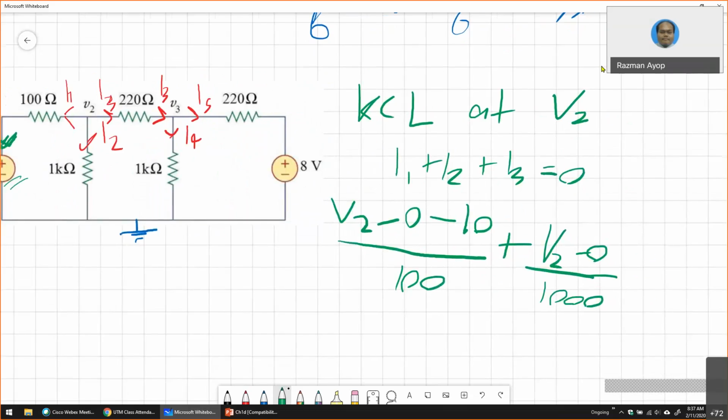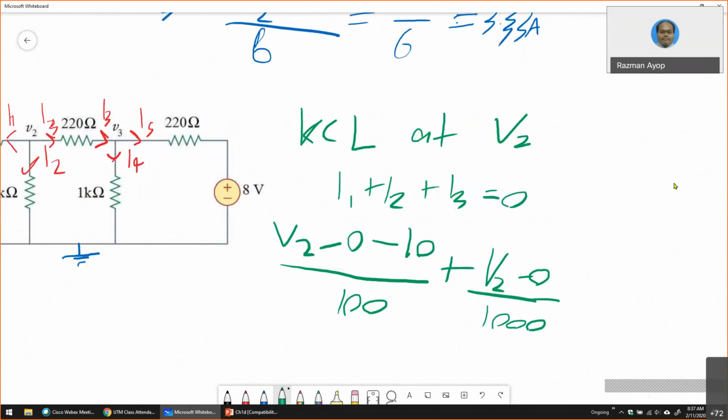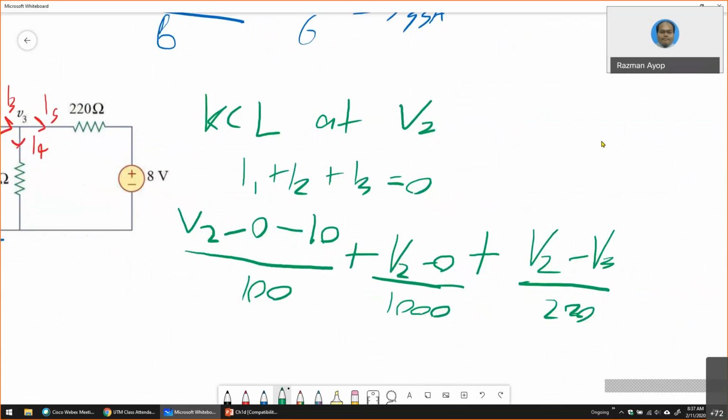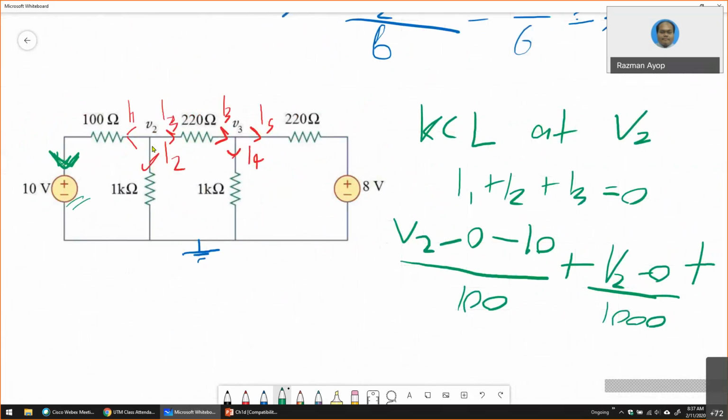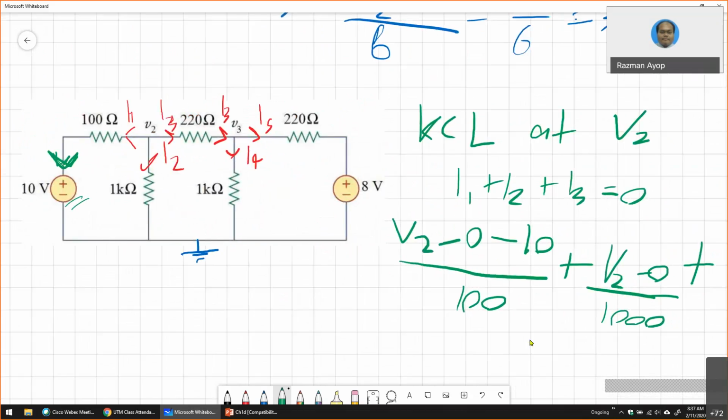Then lastly, for I3, also use the same concept as before. Plus V2 minus V3 divided by 220, equals to 0. So be careful when you do this. If they already assigned you the voltage, you just follow, don't change it.